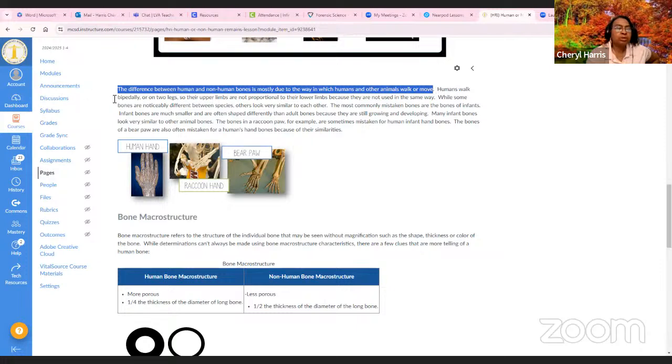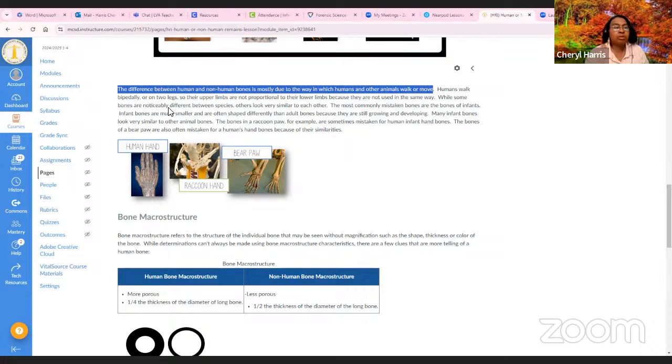So you can tell whether they're bipedal, and that means you have 2 feet, you walk on 2 feet, 2 legs. So their upper limbs are not proportional. Okay. They're not the same. Not like a dog or a cat where all four would be about the same because that's how they walk. Whereas we have longer legs and the arms are not as long as the legs.